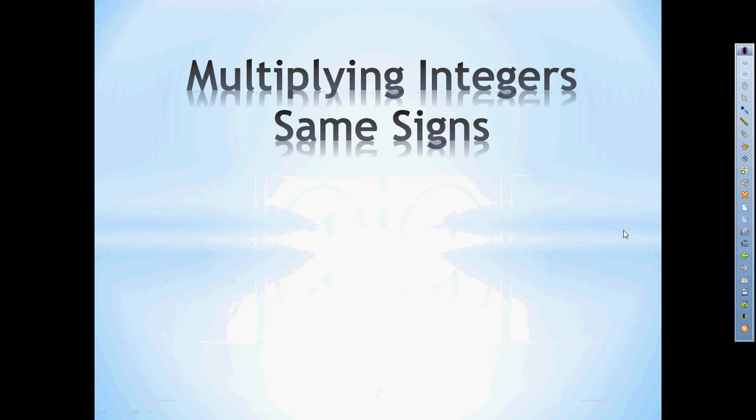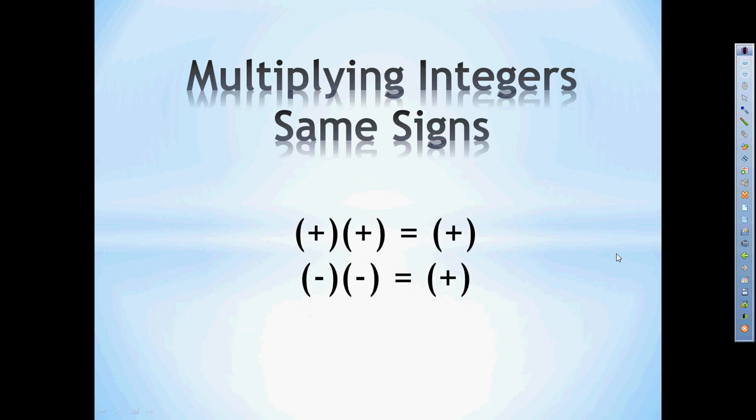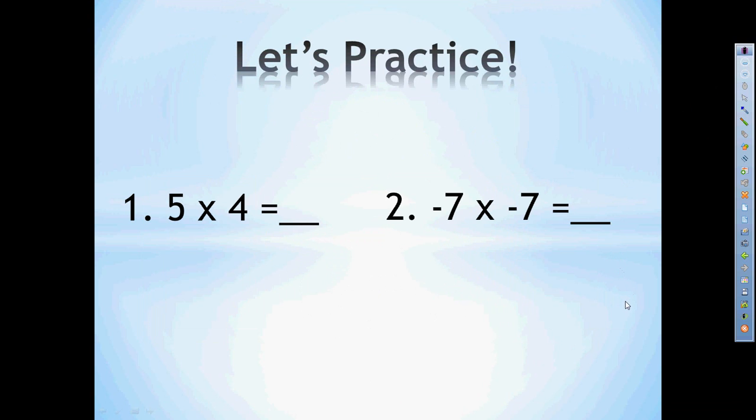So let's talk about the rules when multiplying integers with the same signs. When you multiply integers with the same signs, you end up with a positive result. Positive times positive equals positive, and negative times negative equals positive. So let's practice. Pause the video to give yourself some time to complete the exercises.